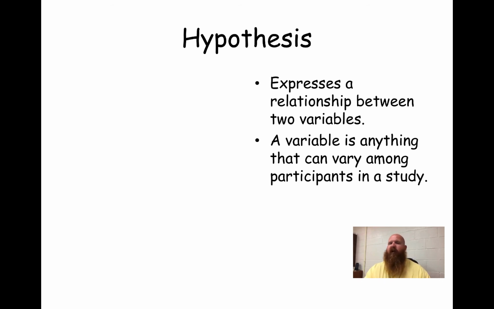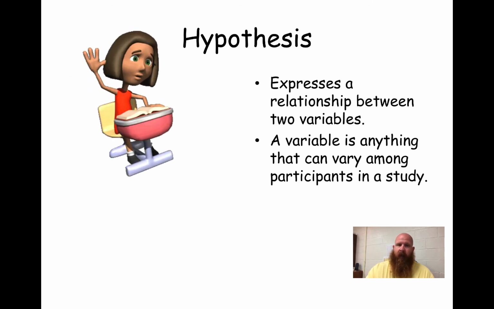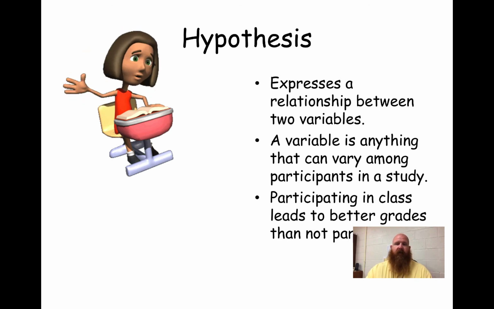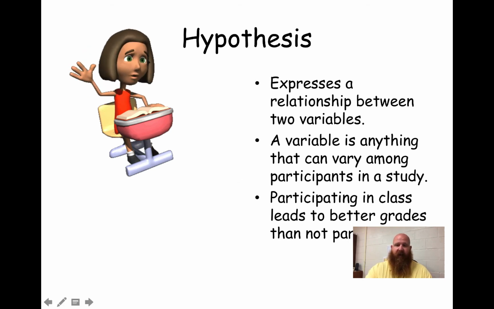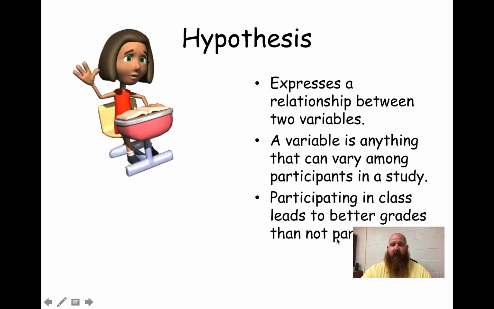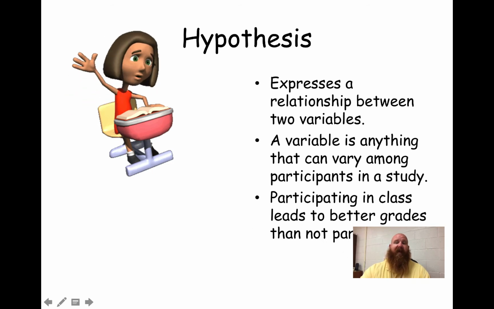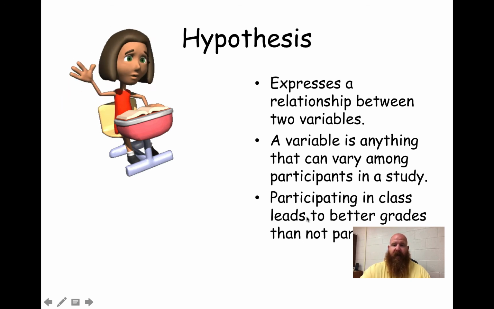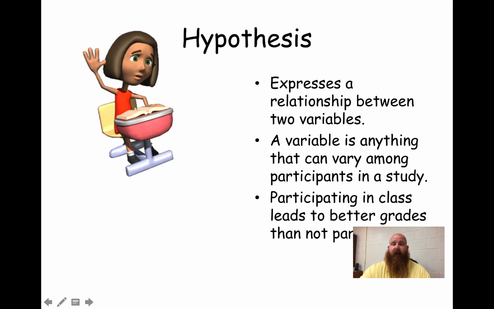Here's another example. Does participating in class lead to better grades versus not participating? So participating is the independent variable. That's the thing that you change, and the dependent variable is what is being affected. So in this case, participating in class leads to better grades than not participating. The better grades is the dependent variable because participating or not participating affects the better grades.